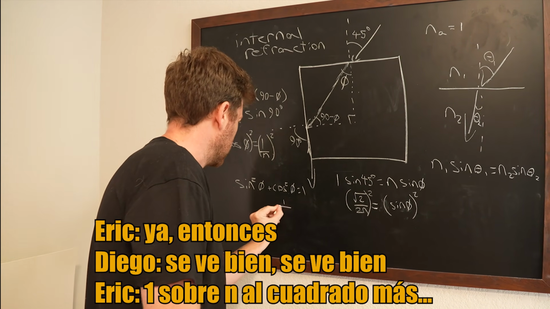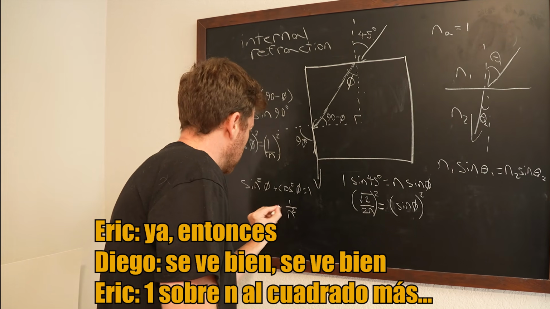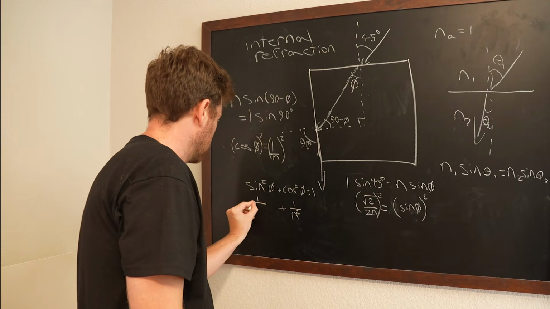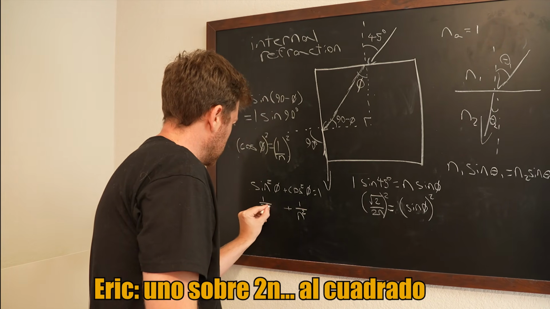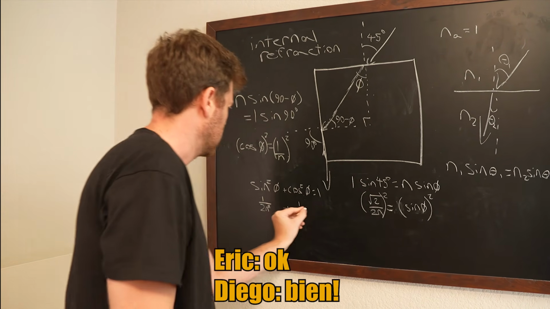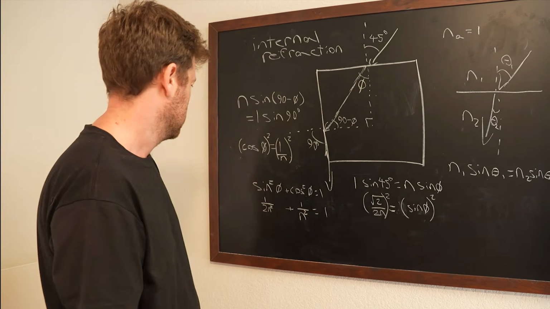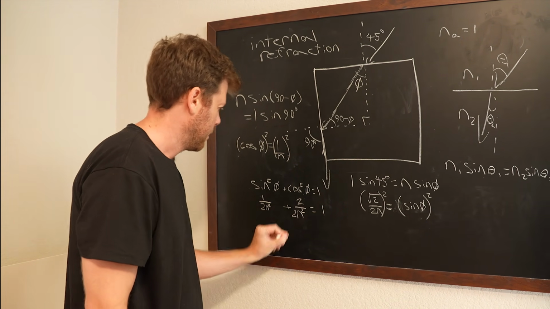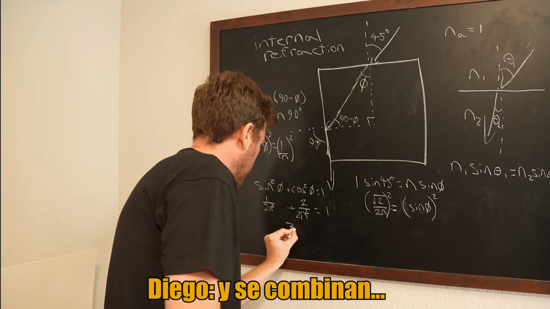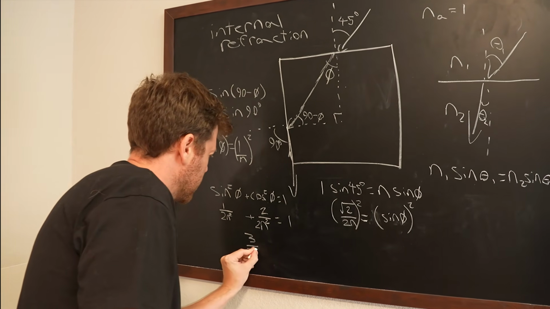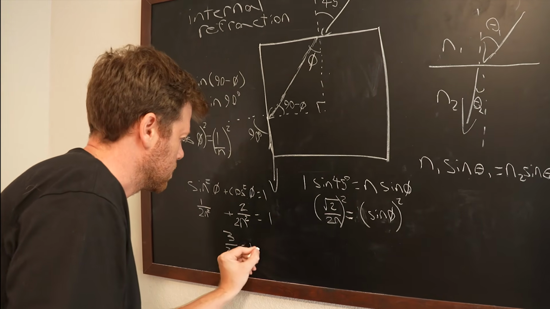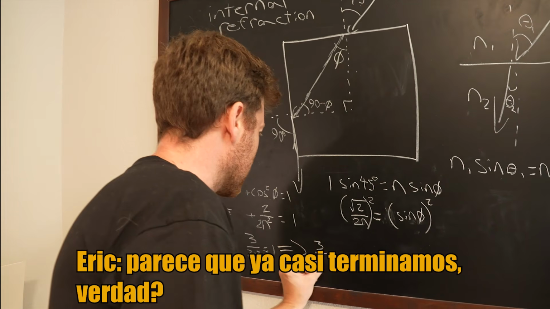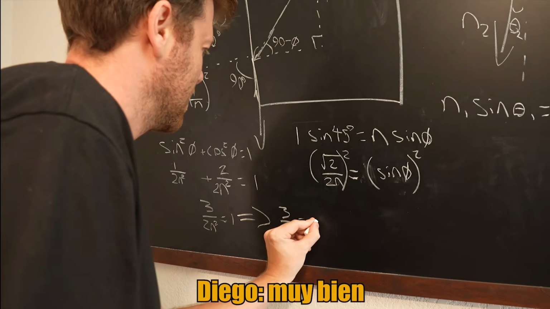Alright, so let's go 1 over n squared plus 1/2. 1 over 2n squared? Yeah. Okay. Good. It's equal to 1. So this is 2 over 2n squared. Yeah, combine. Very nice. I feel like we're basically there, right?